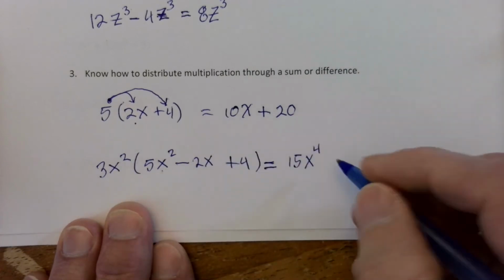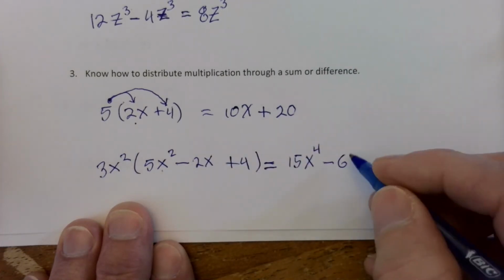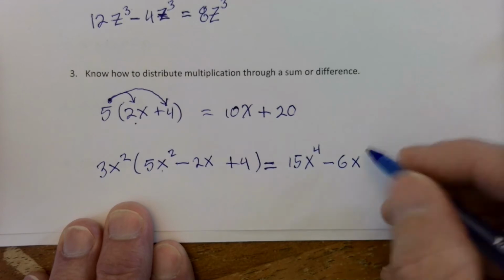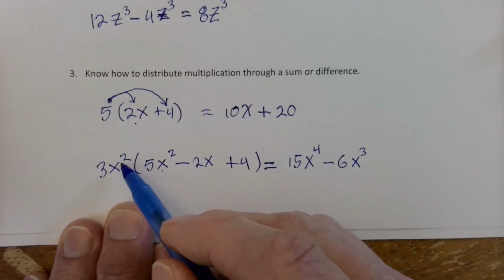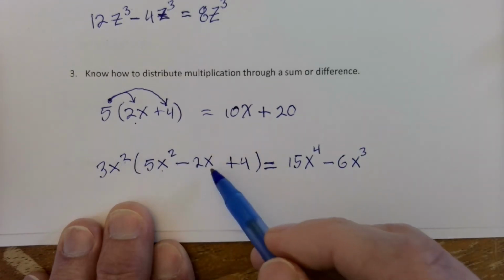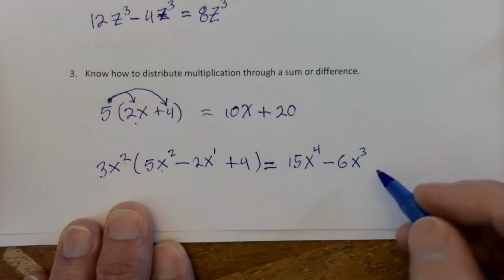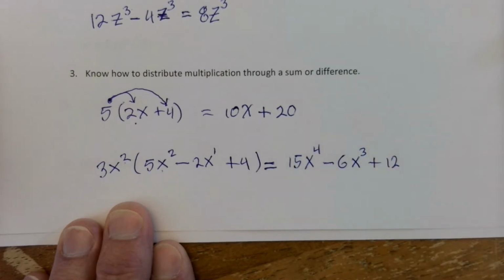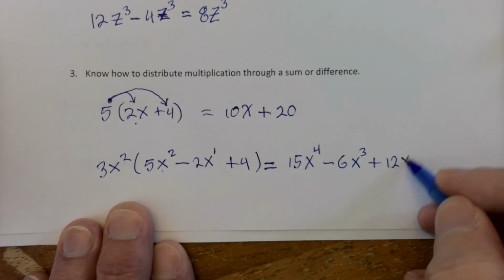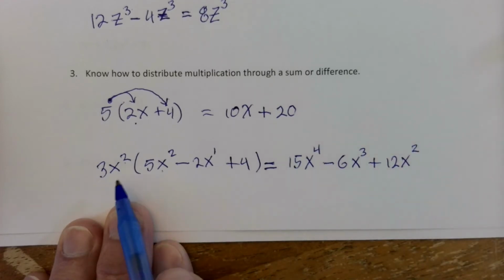3 times 2 is 6. It's actually a negative 6. The power on x here is going to be a 3rd power because it's 1, 2, 3 factors of x. You could also just say 2 plus 1. Finally, down here, we're going to have 3 times 4 is 12. And we're going to have x squared, which came from here.